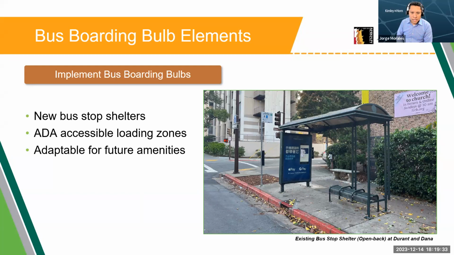The extra sidewalk space provided by the curb extension could be used for installation of additional amenities like trash cans, bike racks, and supplemental area lighting. Tessa will now discuss the landscaping elements of the project.